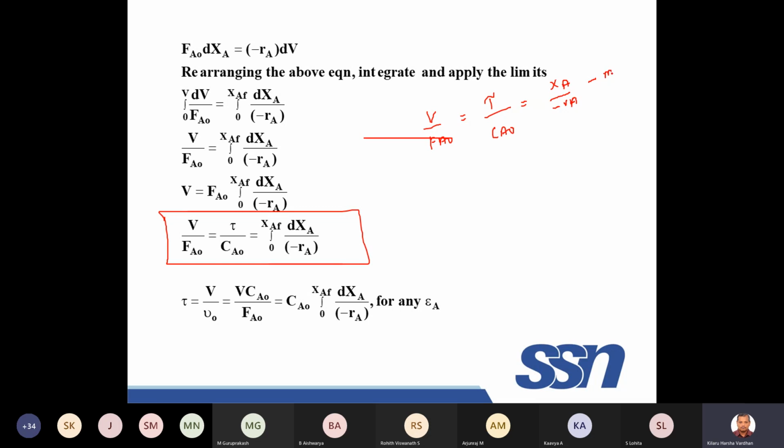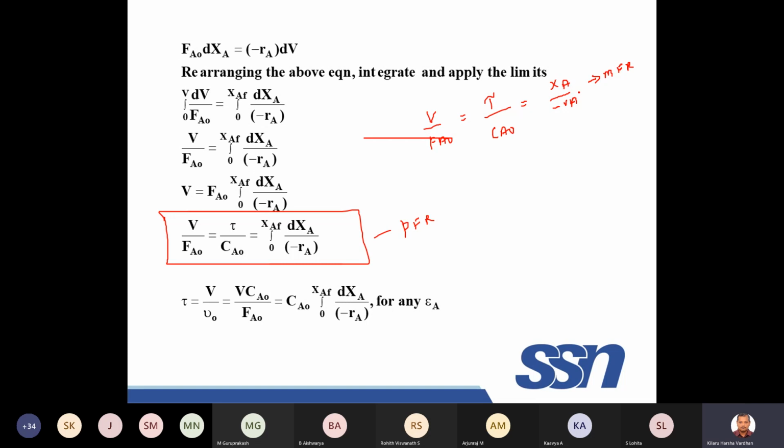This is for MFR and this is for PFR. What is the difference? Can you notice what is the difference? First term is same. Second term is also same. What is happening to the third term? In the third term, for a MFR, you are not getting the integral, whereas for a PFR, you get an integral.